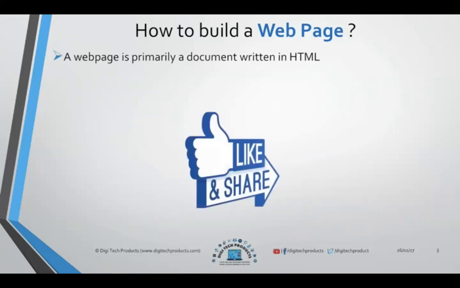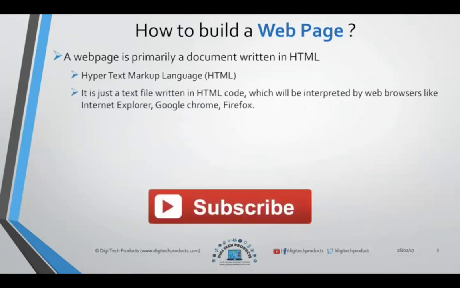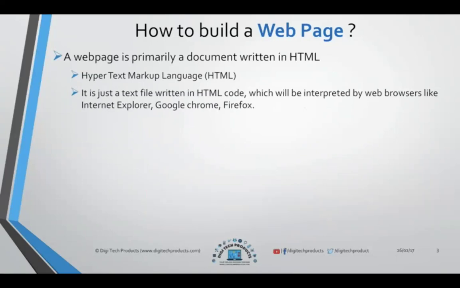A web page primarily is a document written in HTML. So what is HTML? It is a hypertext markup language. This is a universal language recognized by all web browsers like Google Chrome, Internet Explorer, Firefox. So they read HTML files. It is just a text file written in hypertext markup language code, which will be interpreted by the browsers, and it will display whatever information has been specified in the HTML in front of the page through our browser.